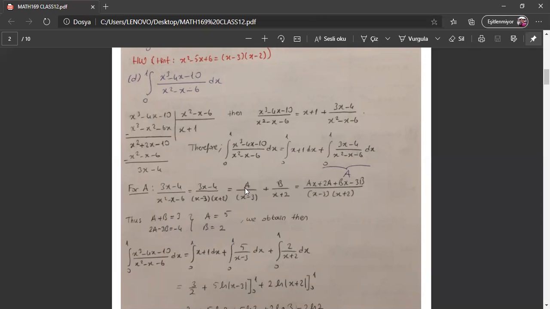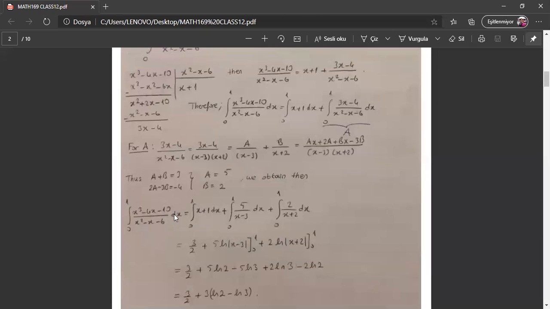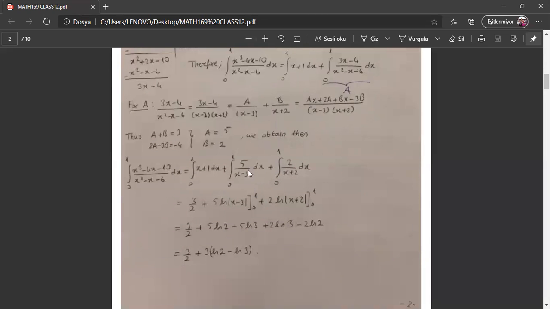Now we plug them into that. Here this integral was equal to that plus this a, and for a we found that, where a and b are these constants. So the rest is easy. Here we have 3 over 2, and for that we have 5. We can write the 5 outside of the integral, and we will have 1 over x minus 3, which is ln of x minus 3, the integral of that from 0 to 1, and similarly we have that. So we get this.